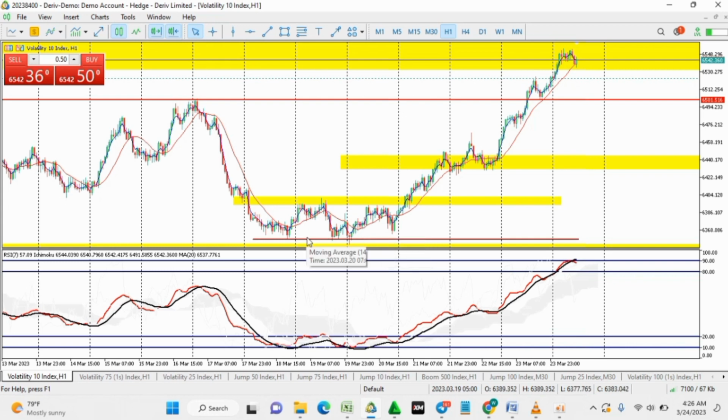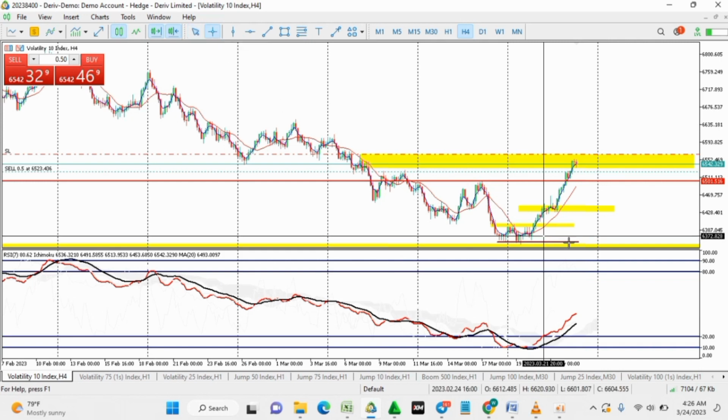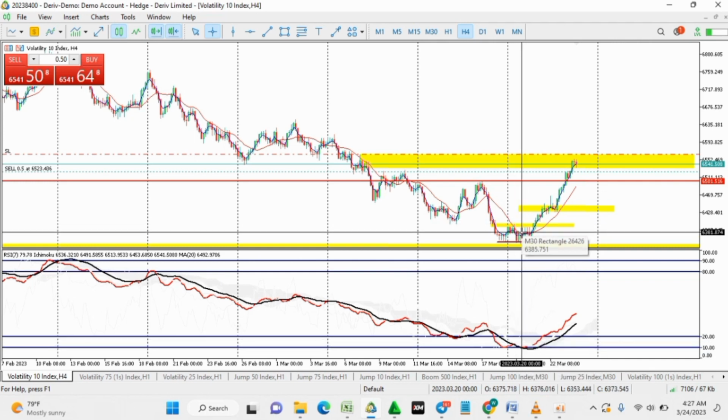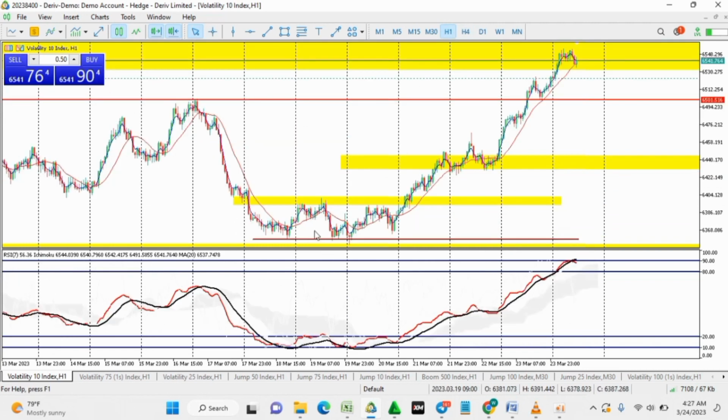Alright, so after reaching here, you can see on H4 the same thing. That's also another confluence. Price is already in the oversold region, which means it is going to go up, right? Whenever you go to H1, the same thing here, all right? And what next? You expect price to reach here.